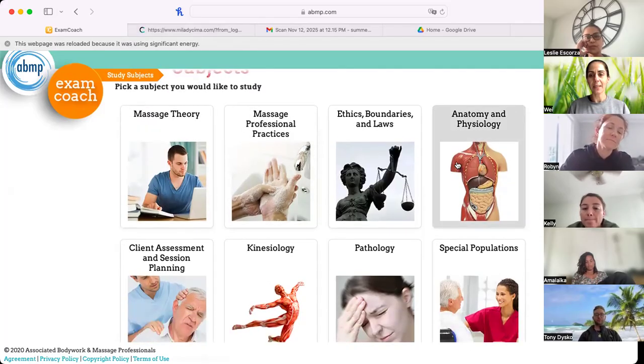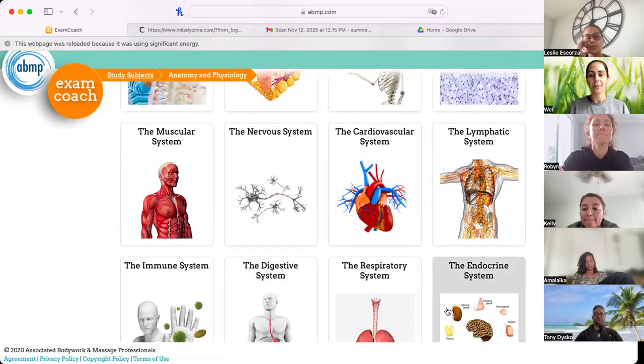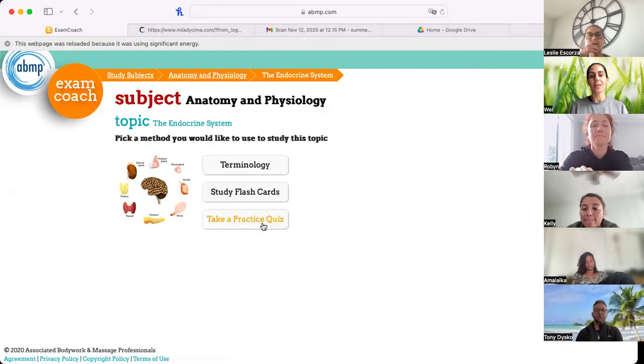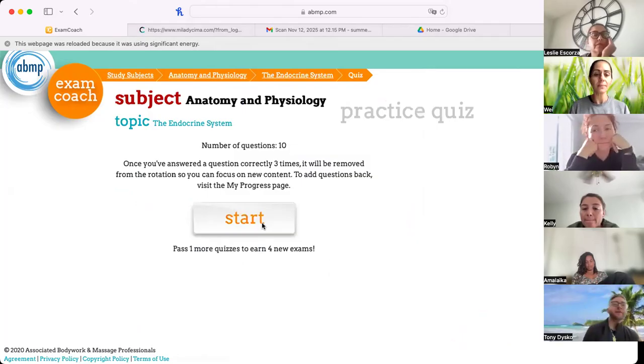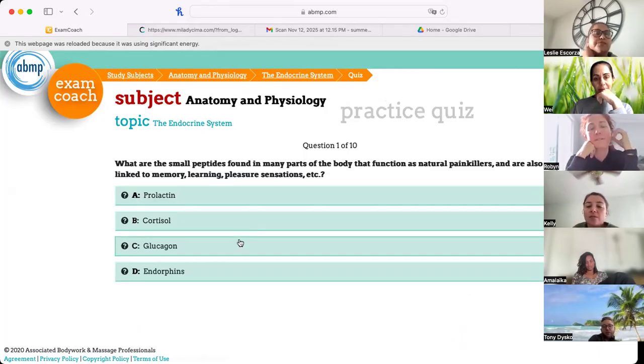Subject study: anatomy and physiology, and the endocrine system. These are the regular questions, okay? Not pathologies. And we'll do some more next class. Okay, what are the peptides found in many parts of the body that function as natural painkillers and are also linked to memory, learning, pleasure, sensation, etc.? D. Endorphin.